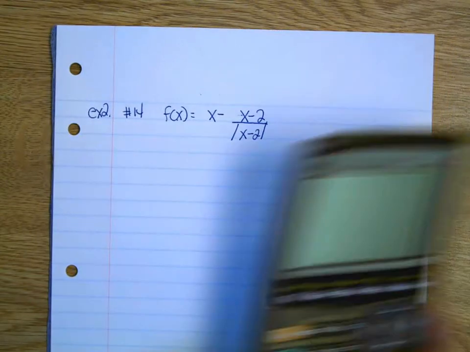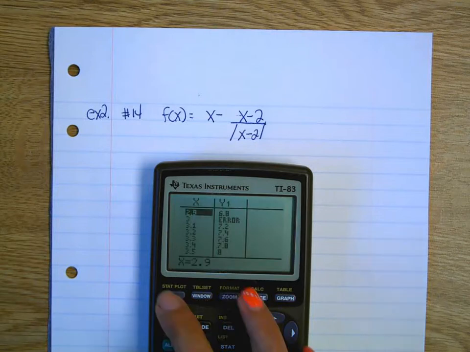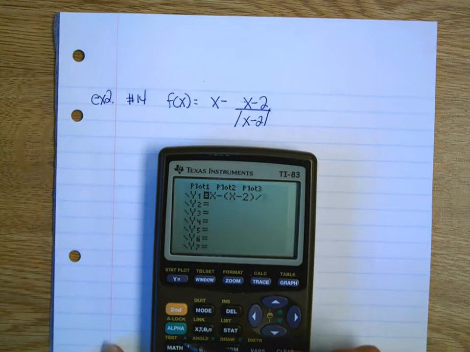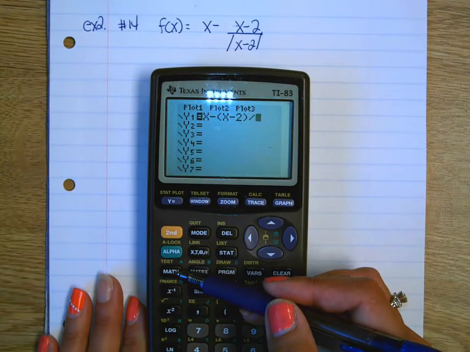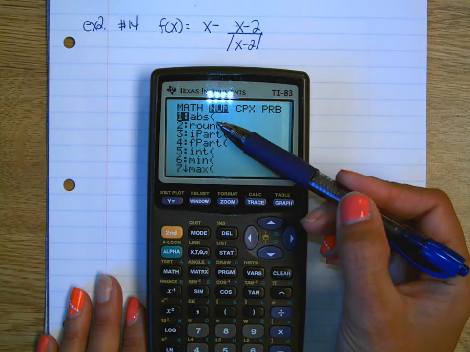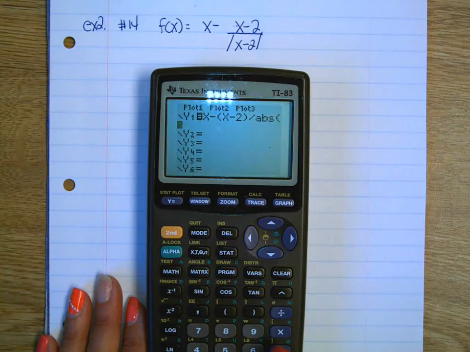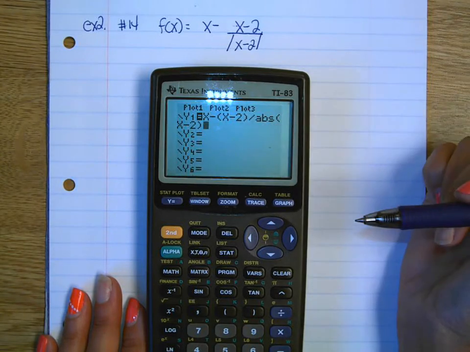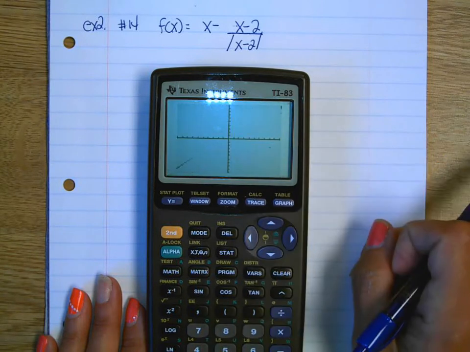All right. So let's just type it in your grapher. X minus quantity x minus 2 divided by, if you remember, your absolute values are found under, I believe it's math, over to num. ABS stands for absolute value. Absolute value of x minus 2. Okay, it doesn't make the big absolute value bars. It's got the letters to represent the absolute value bars. And now we'll graph.